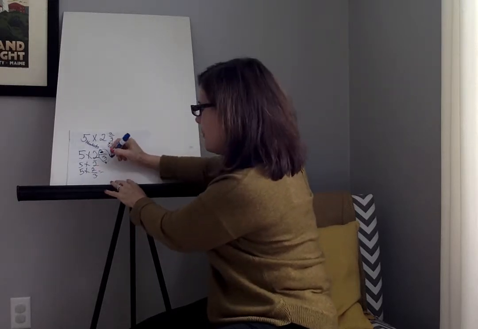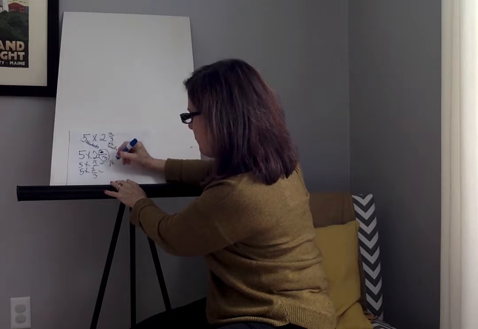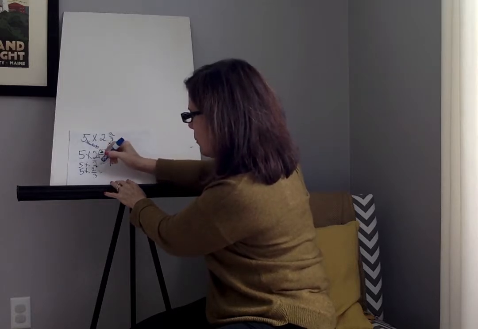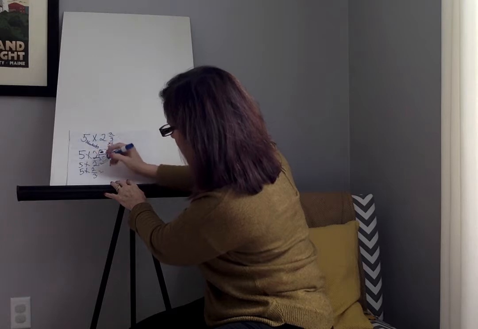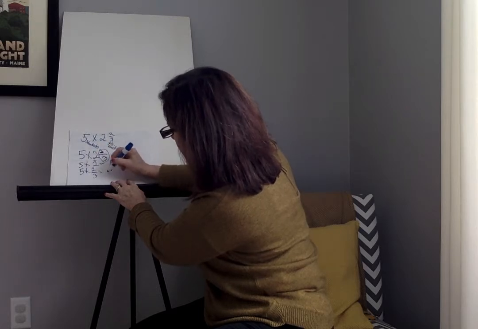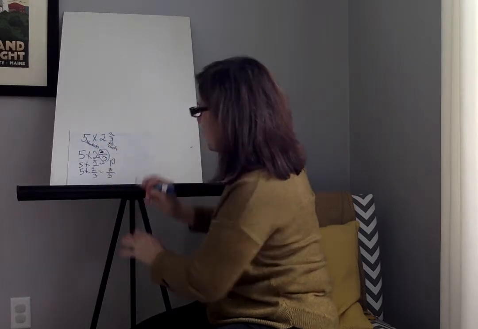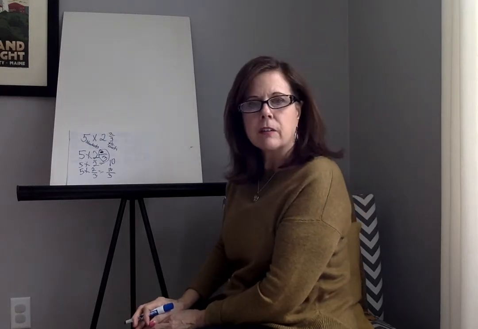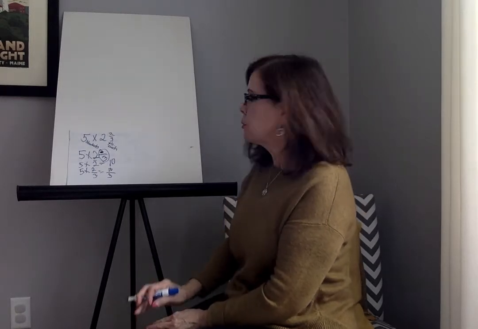Okay? Well, we know 5 times 2 is 10. And then we're going to do this. We're going to multiply the numerators. 5 times 2 is 10. The denominator stays 3. So that equals 10/3, which is an improper fraction, which we don't want.